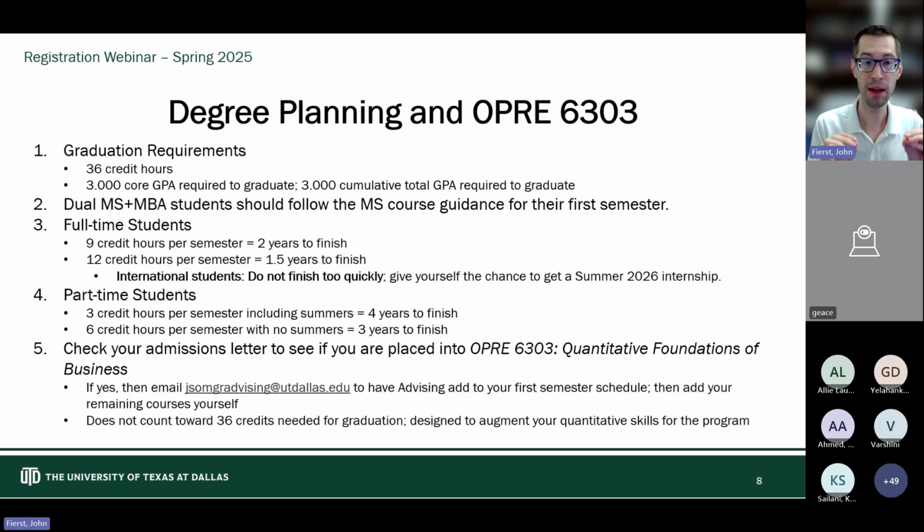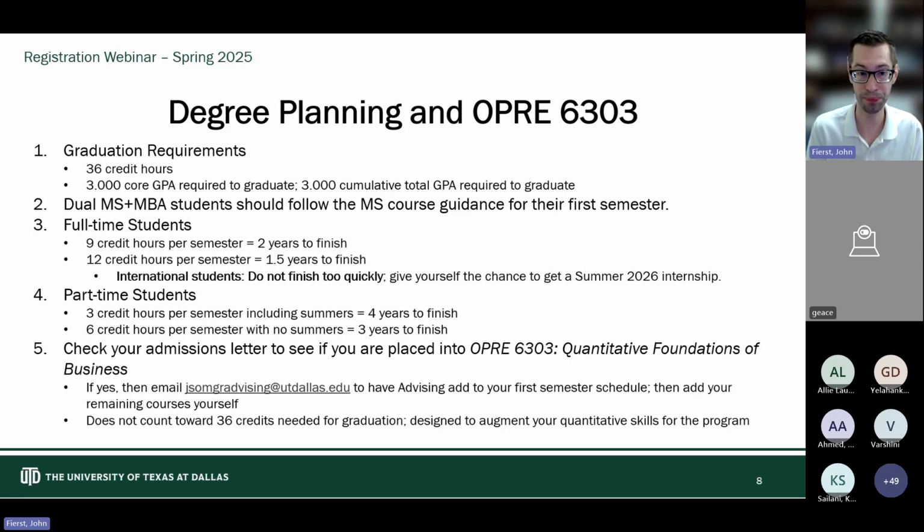And if you see OPRE 6303, Quantitative Foundations of Business in your admissions letter, that means you've been placed into this prerequisite course. And you should email our advising team to be enrolled into it for your first semester. After our advising team enrolls you in that class, then you can build the rest of your schedule on your own. Once you're in, they will allow you to then add the rest of your classes yourself. But it's just that first step that you have to take care of with advising, of having them put you into that class.